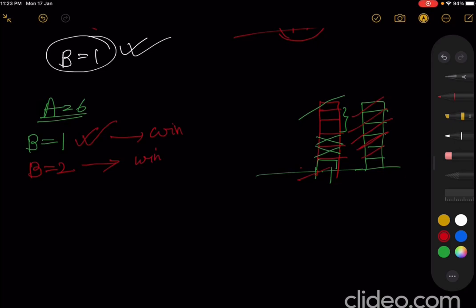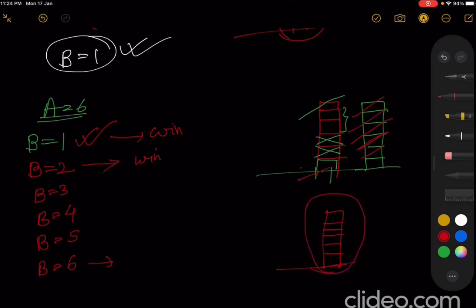Similarly, you can try for B is equal to 3, B is equal to 4, B is equal to 5, and for B is equal to 6, you know who will be winning. It's actually the first player who will win, because if there are 6 coins and you have set B to be equal to 6, the first player will simply select all the coins from this pile, and the second player will be left with no coins. So you know that the second player will lose. So we don't need to check for this.